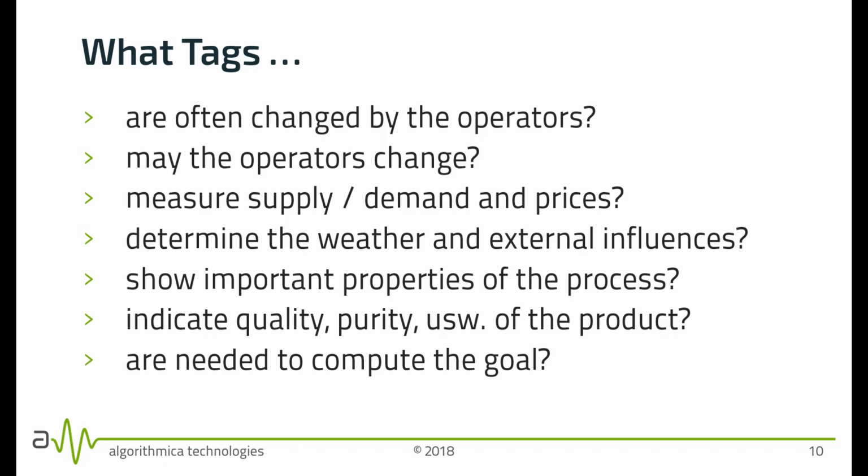Which tags might show some important properties of the process? For instance, any boundary conditions regarding safety or some other restrictions that the process has to obey, perhaps some specification criteria of the end user that the product must fulfill. What tags might indicate the quality or the purity or other important characteristics of your end product? And of course, lastly, what we've already been through, what are the tags that are needed to compute your goal function?